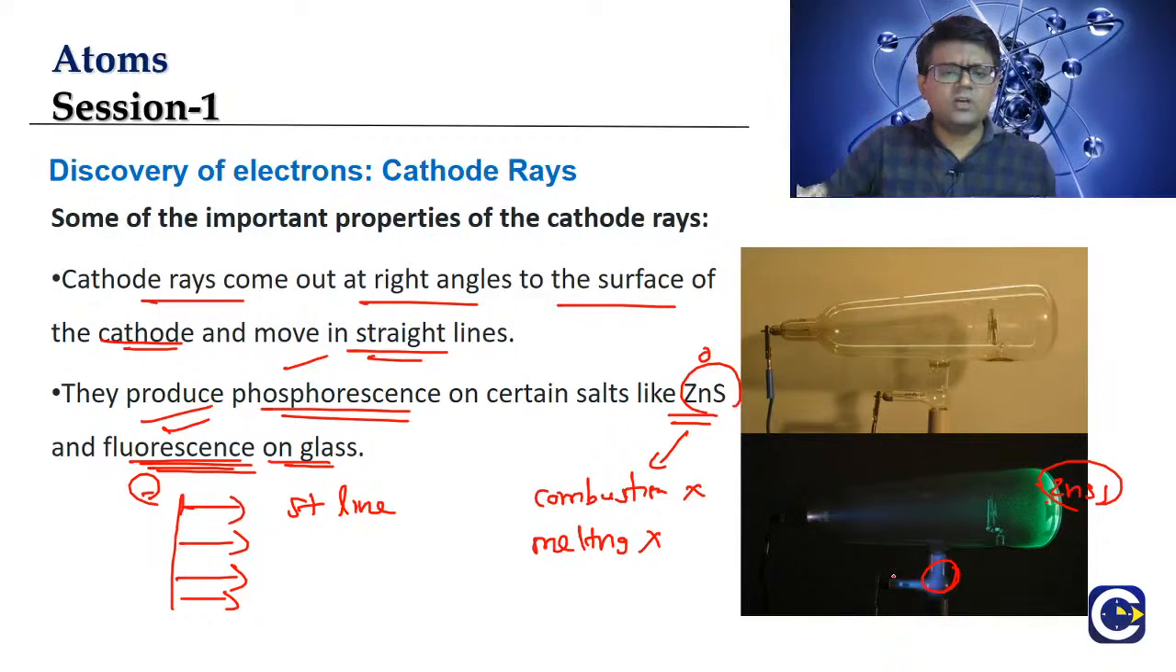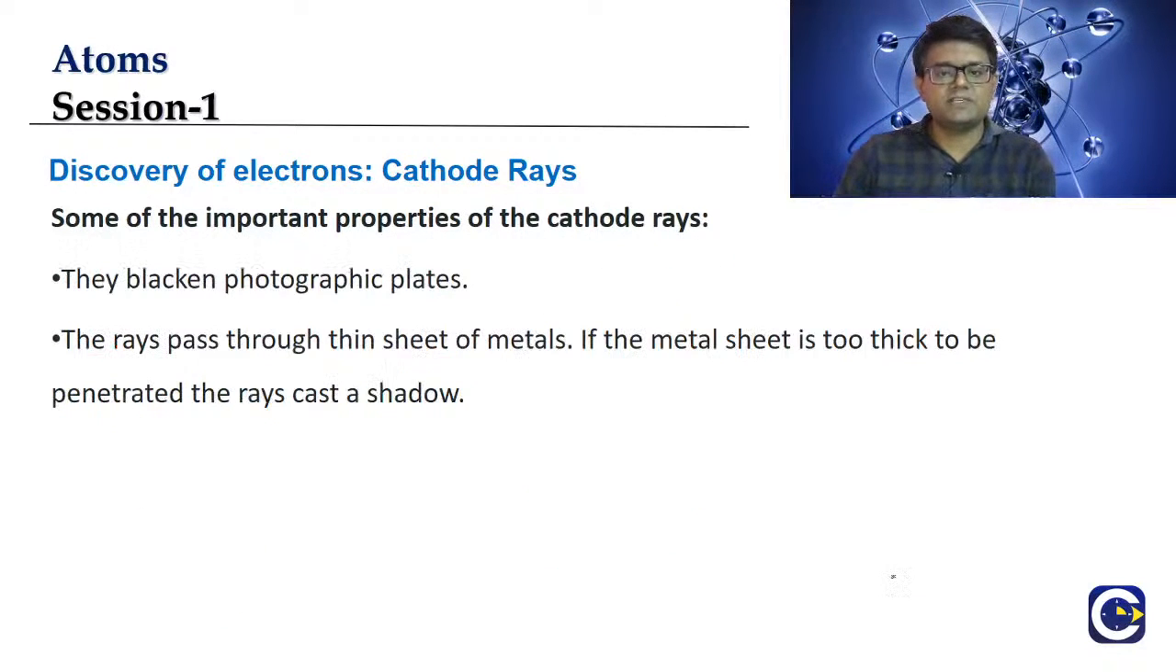So these are the immediate observations that people are able to make, because immediate means we see them based on simple visualization. We see that the rays are coming normal to the cathode plate, and they are moving in a straight line. Second, if you are keeping a zinc sulfide screen or any salt screen, they are able to create phosphorescence, and on the glass they are able to create fluorescence. So these are the immediate observations.